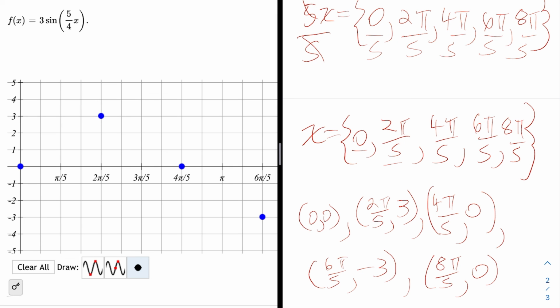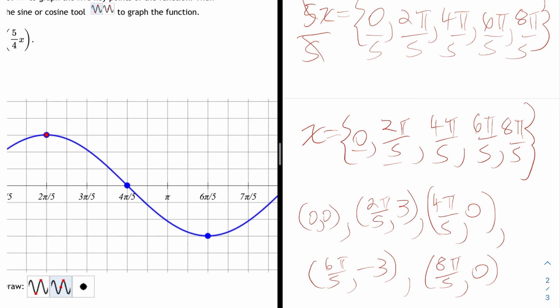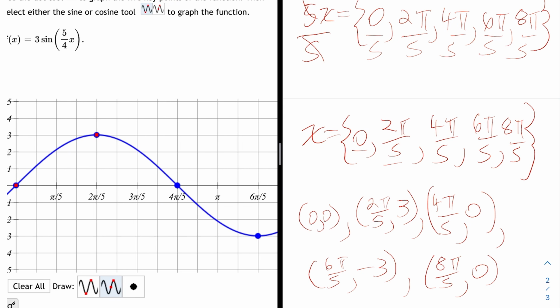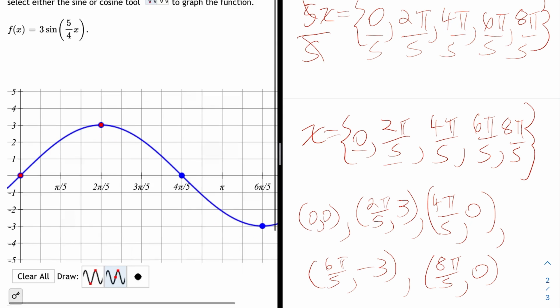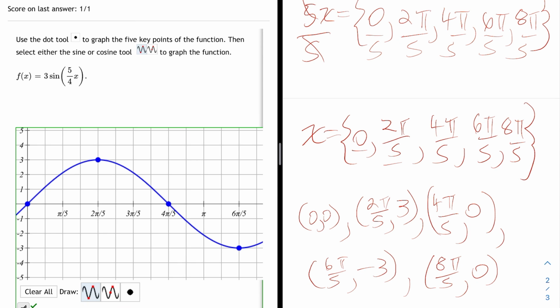Then I'm going to select the sine tool. To use the sine tool, I have to graph an x-intercept and a maximum. So I graph the x-intercept and I graph the maximum right after it, and it graphs the whole rest of the function for me. It goes through all 5 of my key points, and that would be the graph that they're asking for.